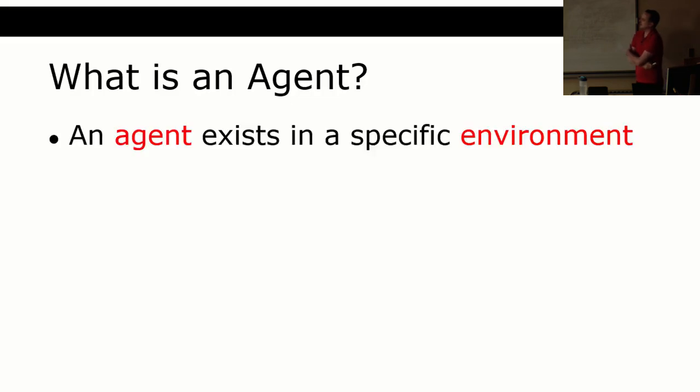So what is an agent? Well, an agent exists in a specific environment. So I am an agent in the real world. Super Mario would be an agent in Super Mario World. A robot would be an agent either in the real world or in a simulation, right? There's an agent doing something that we're interested in.